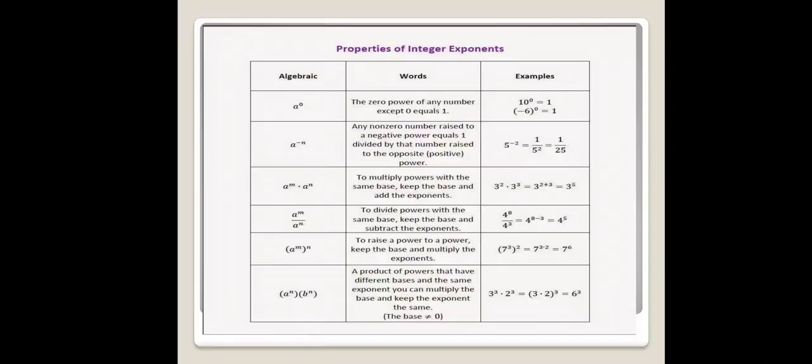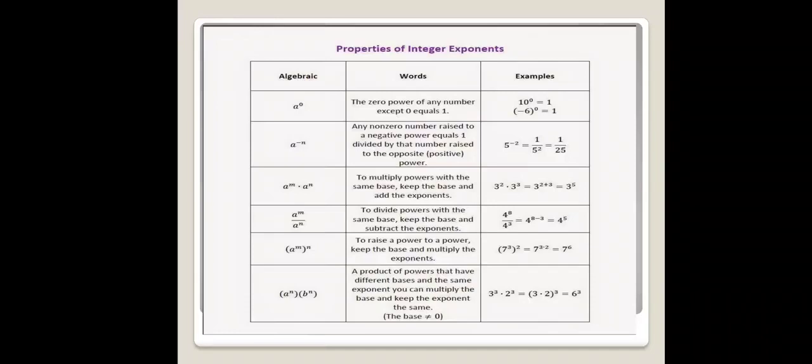Any non-zero number raised to a negative power equals 1 divided by that number raised to the opposite positive power. Example: 5 to the power of minus 2 is equal to 1 divided by 5 squared, which is equal to 1 over 25.